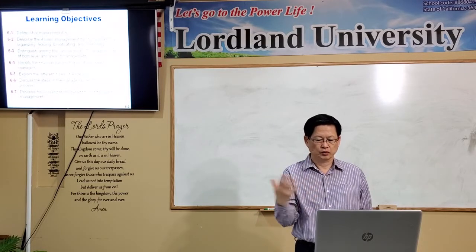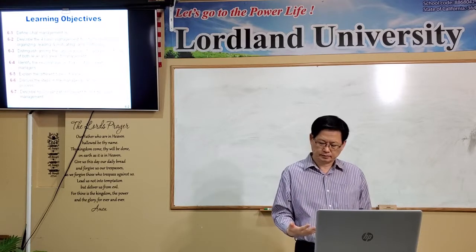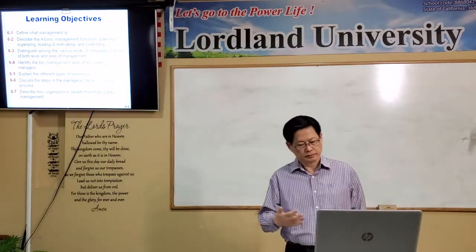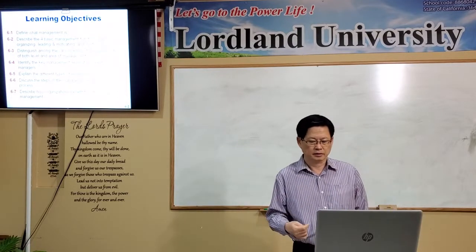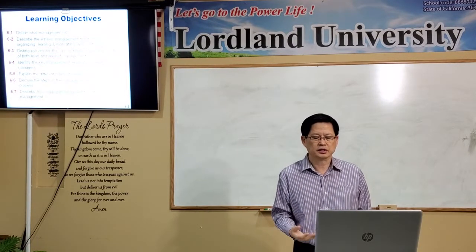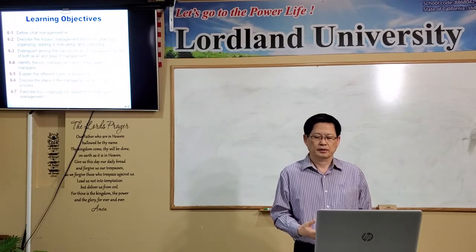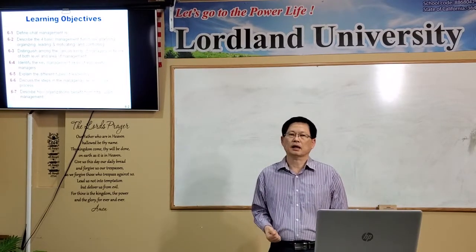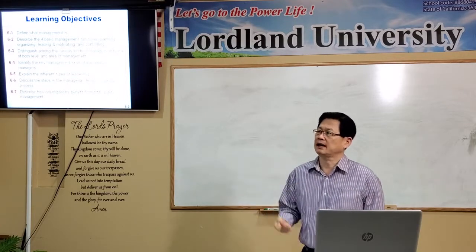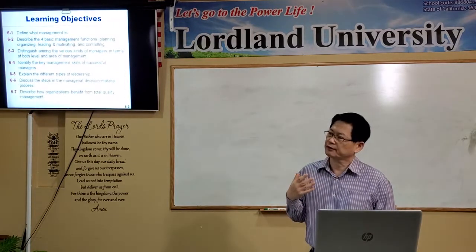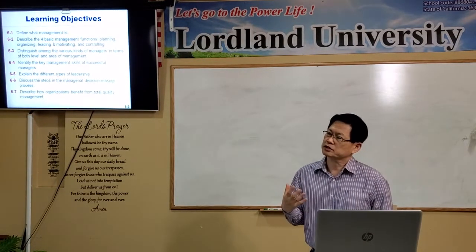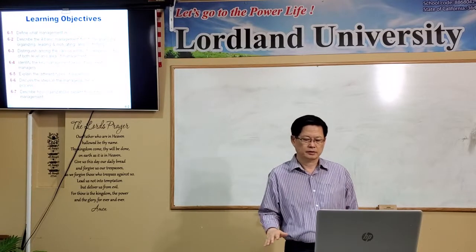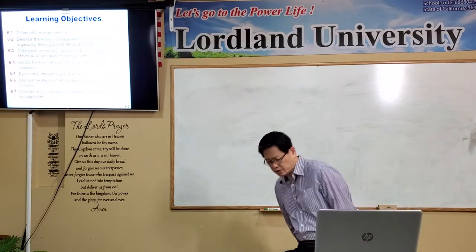Number five, we will discuss different types of leadership. Charismatic leadership, creative leadership, entrepreneurial leadership, a lot of different types of leadership. Number six, we will discuss the steps in the managerial decision-making process. Normally, there are four steps in order to make a decision for my individual life, for my individual business, for our government, for our organizations. There are four steps. We will discuss these four steps.